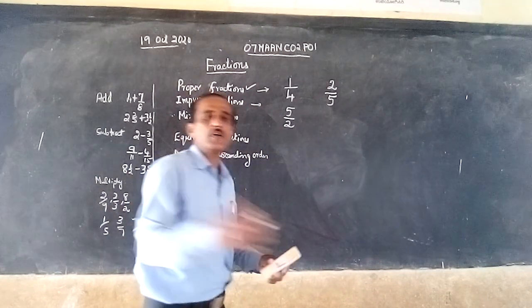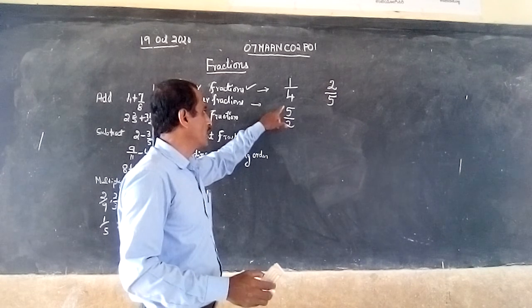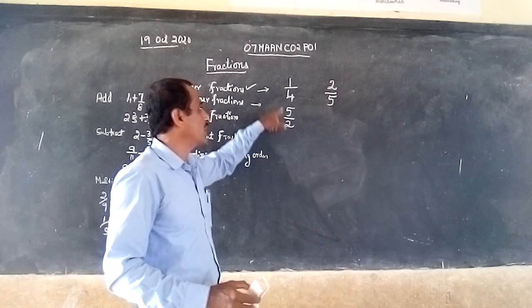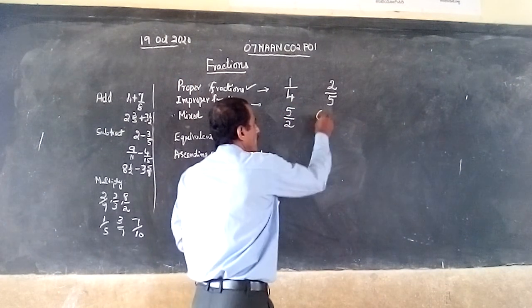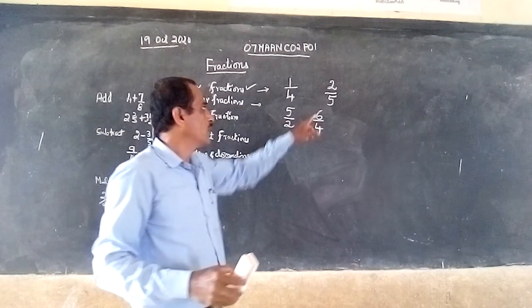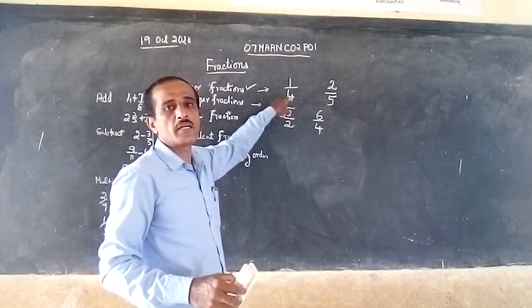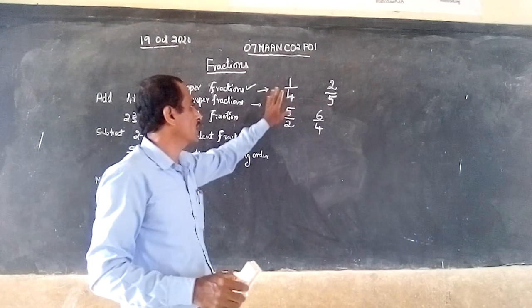Therefore, simply you can define like this: if the numerator is greater than the denominator, or the denominator is smaller than the numerator, then it is an improper fraction. Whatever it may be, see, if you write like this: in an improper fraction, denominator is smaller, numerator is bigger. In a proper fraction, numerator is smaller, denominator is bigger. Okay, so this is the definition. This is what we can call.